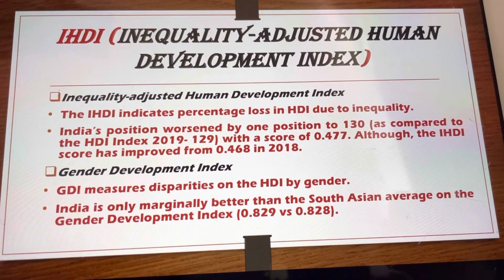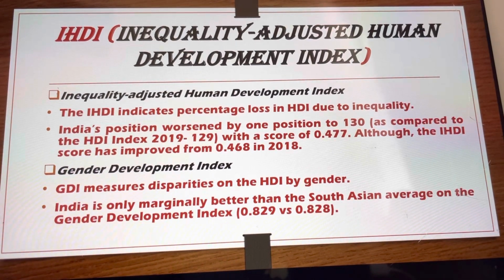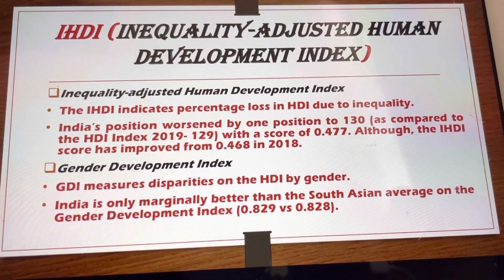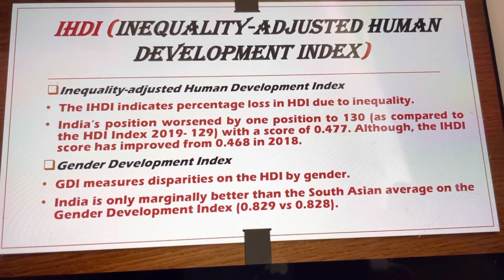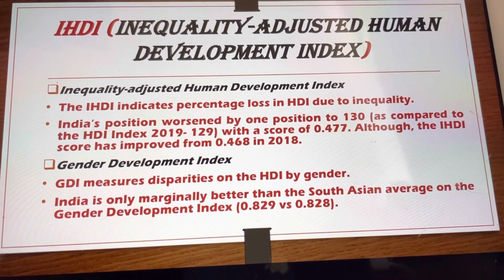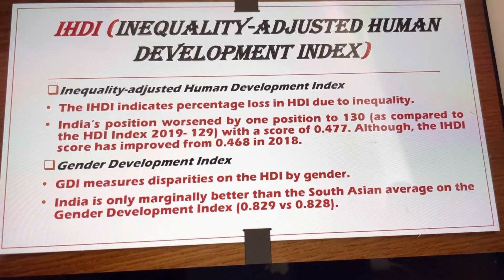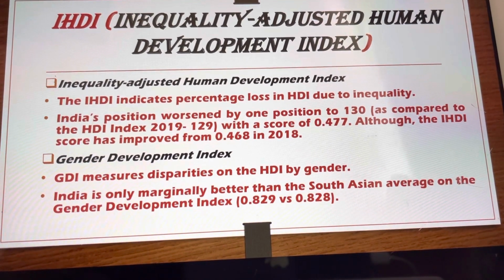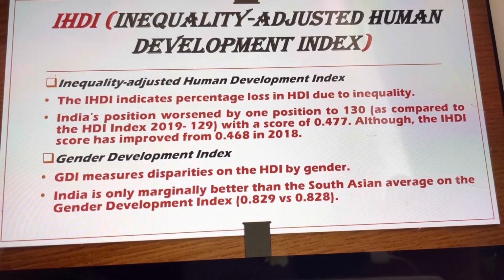India's position worsens by 1 position to 130 as compared to the HDI index of 2019, when the India rank was 129 with a score of 0.477. Although the HDI score has improved from 0.468 in 2018.